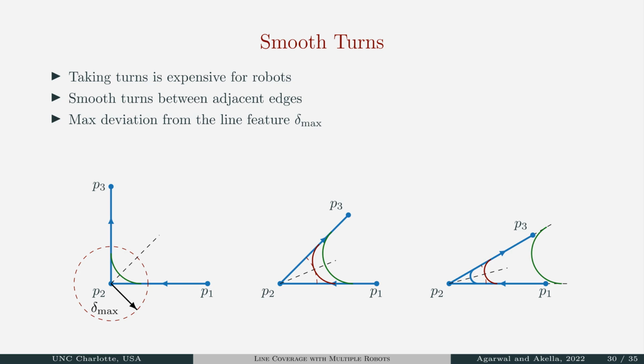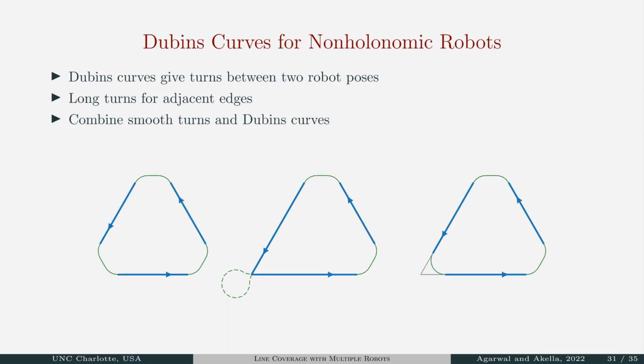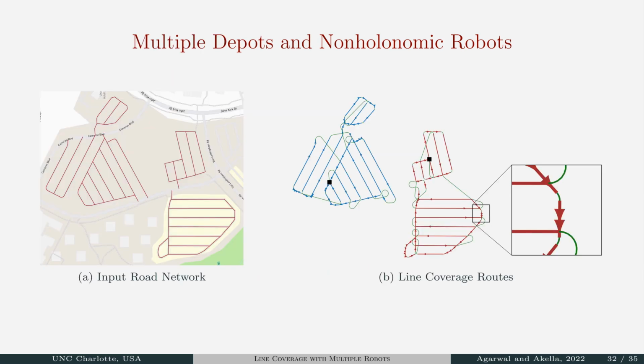Now, taking turns can be very expensive for robots, so we incorporate smooth turns between adjacent edges in the graph. The formulation takes into account a maximum deviation from the required edges so that each point on the linear features is covered. We also extend the algorithm for nonholonomic robots by incorporating Dubin's curves along with smooth turns into the algorithm. Here, we show routes computed by the MEM algorithm while incorporating multiple depots and turns for nonholonomic robots.